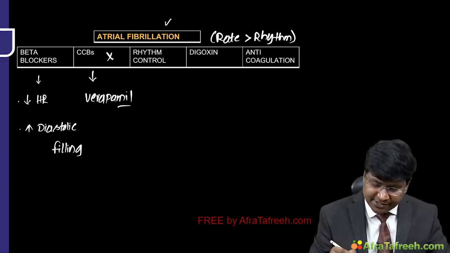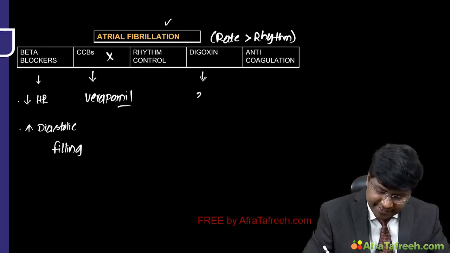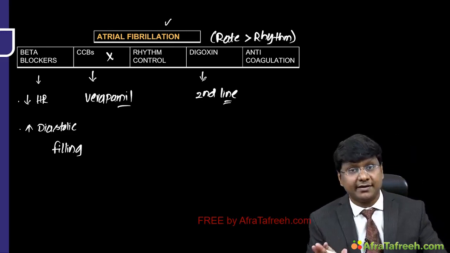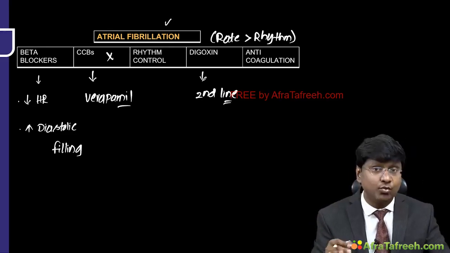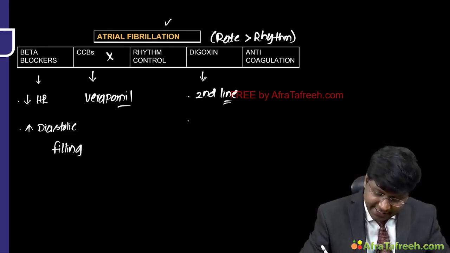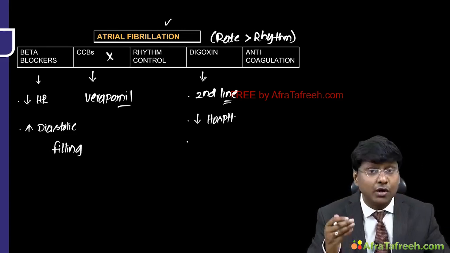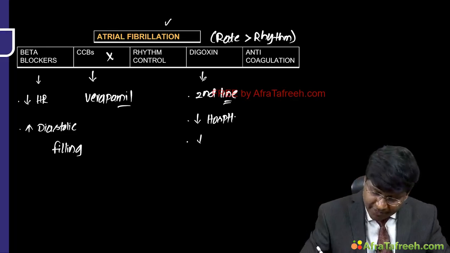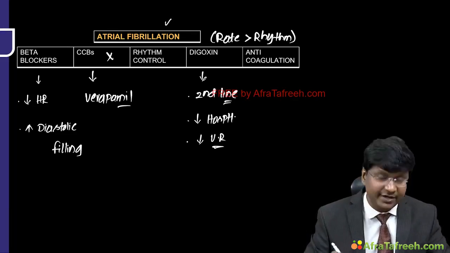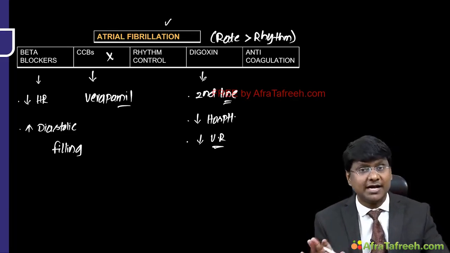Okay. Next is digoxin. Digoxin is considered the second line drug in the treatment of the ventricular rate. Okay. What is the advantage of this digoxin? It will reduce the hospitalization of the individual, and it will also control the ventricular rate. VR stands for ventricular rate. That means basically it will control the heart rate.